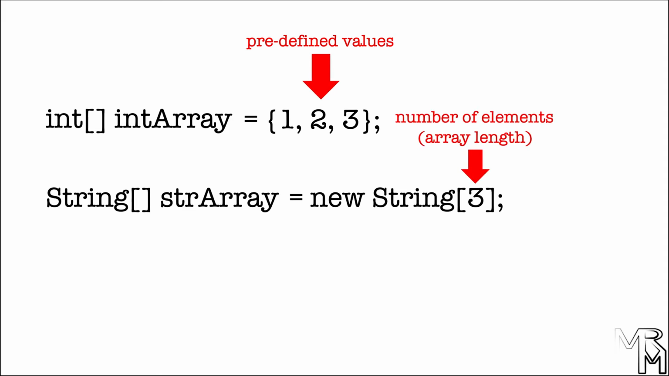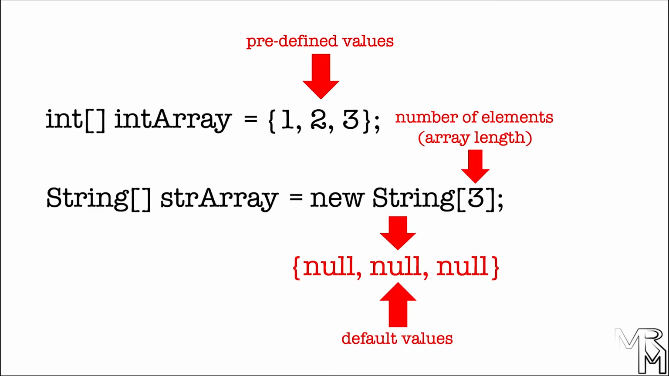Note that when creating an array with default values in Java, you have to specify the number of elements that the array will store. Also, different data types have different default values. For all reference types, though, the default value is null. So in this example, we create a string array that stores 3 elements, each of which is null. If a reference type variable is null, it means that that variable does not point to any object.